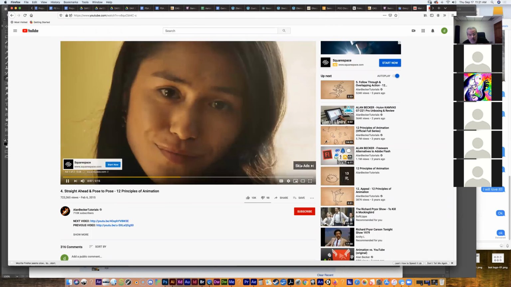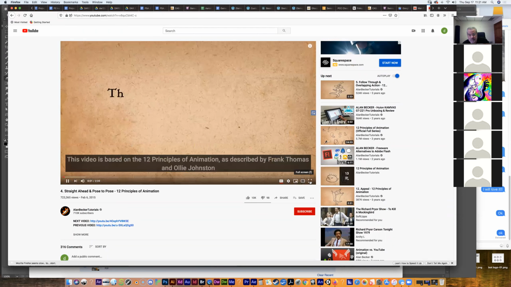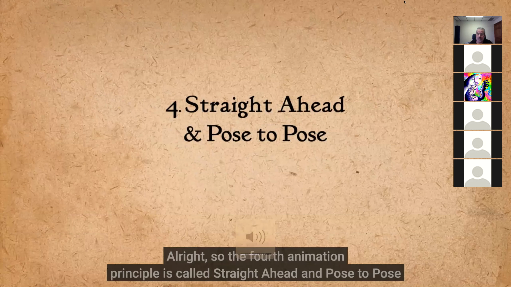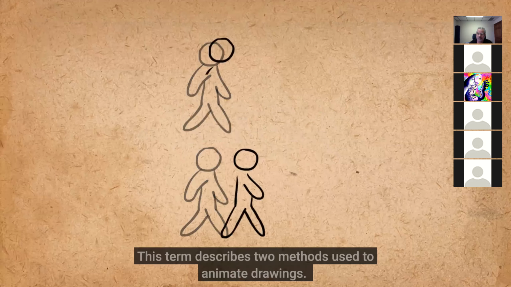This video is based on the 12 principles of animation as described by Frank Thomas and Ollie Johnston. Alright, so the fourth animation principle is called straight ahead and pose to pose. This term describes two methods used to animate drawings.